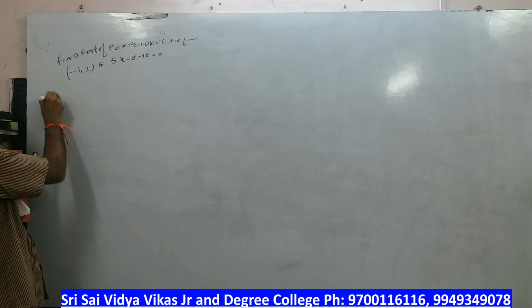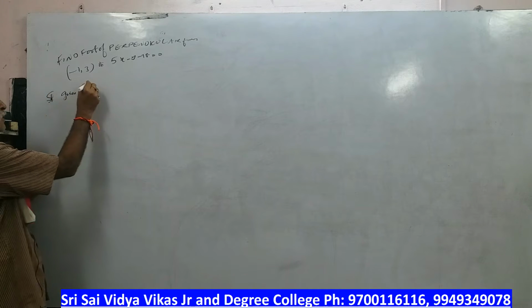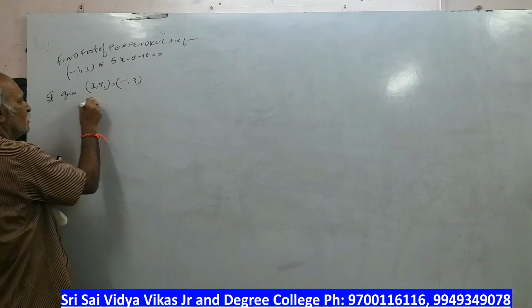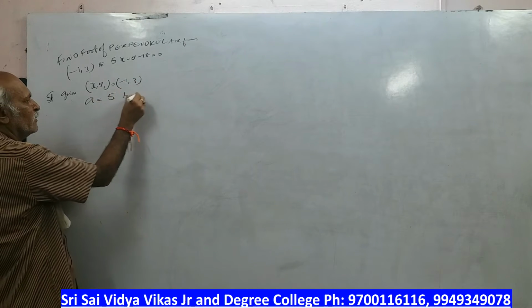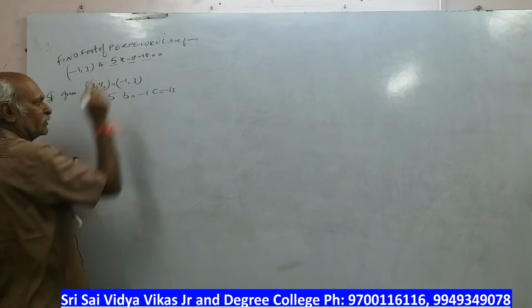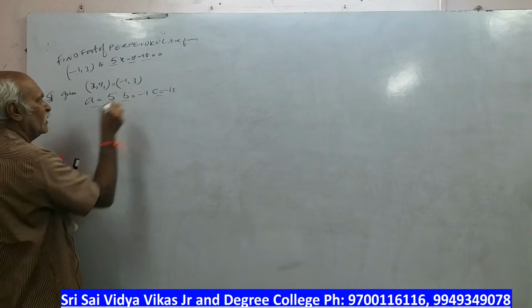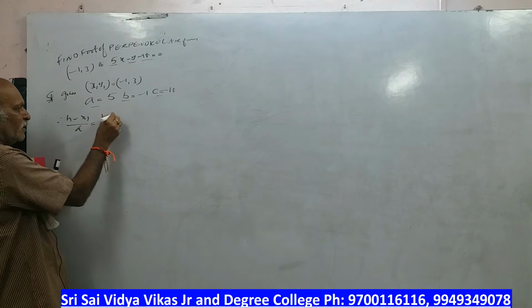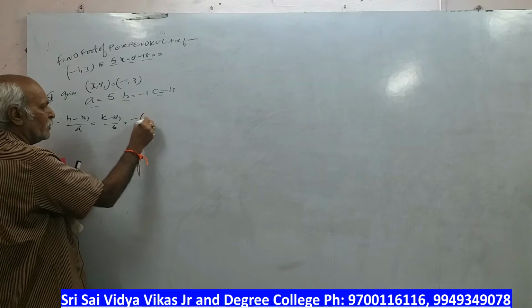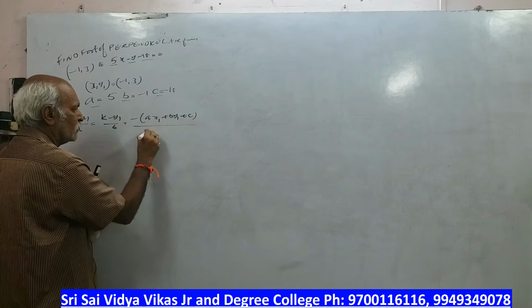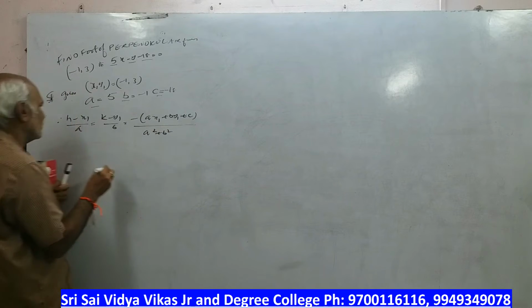Solution: given x1, y1 is minus 1 comma 3. What is the a value? 5. What is the b value? Minus 1. The c value is minus 18. So x coefficient, y coefficient, constant: a value, b value, c value. Therefore, the formula: (h minus x1) by a, (k minus y1) by b is equal to minus of (a x1 plus b y1 plus c) by (a square plus b square).